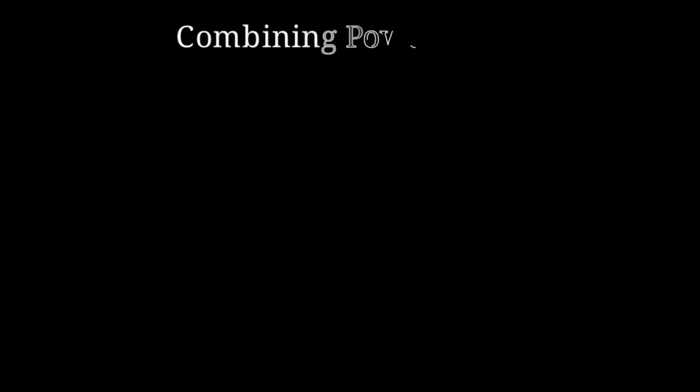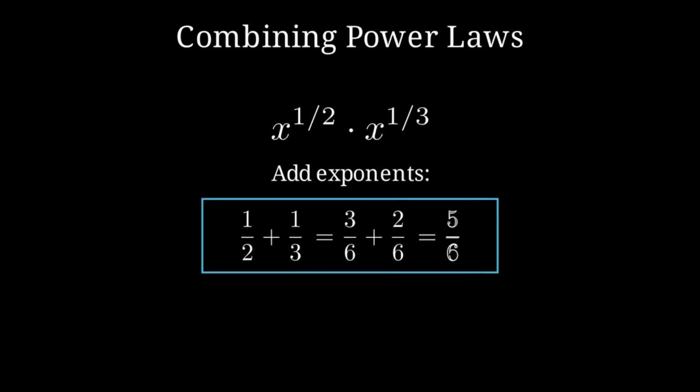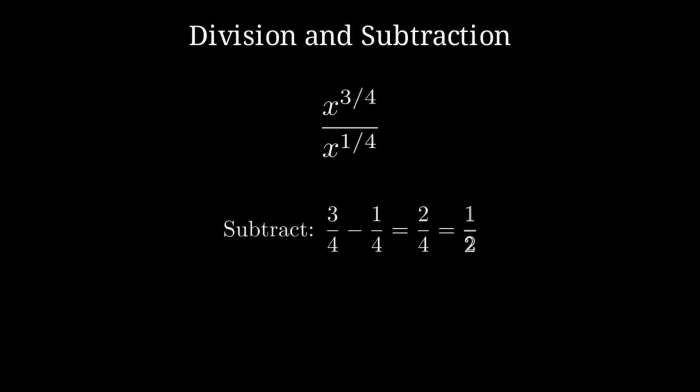All standard exponent rules still apply. When multiplying like bases, add the fractional exponents. This often requires finding a common denominator, just like basic fraction addition. Similarly, when dividing, you subtract the exponents. 3/4 minus 1/4 leaves us with 2/4, which simplifies to 1/2. Our final answer is simply the square root of x.